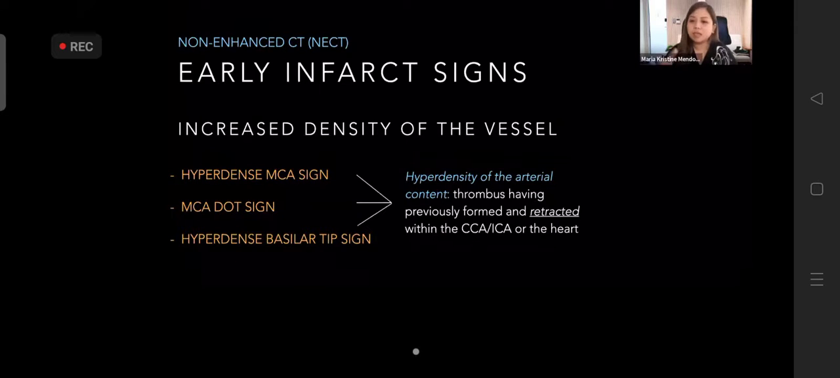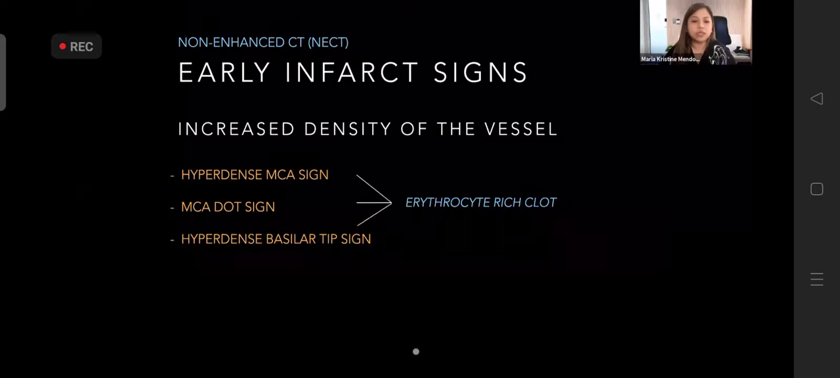And since these clots already had time to retract in these more proximal sources, once it becomes embolic into the smaller intracranial vessels, they will already appear hyperdense, hence giving you this increased density of the vessel sign. Recently, there were also studies that said that if you see this increased density of the vessel sign, more likely the characteristic content of the clot would be erythrocyte rich.